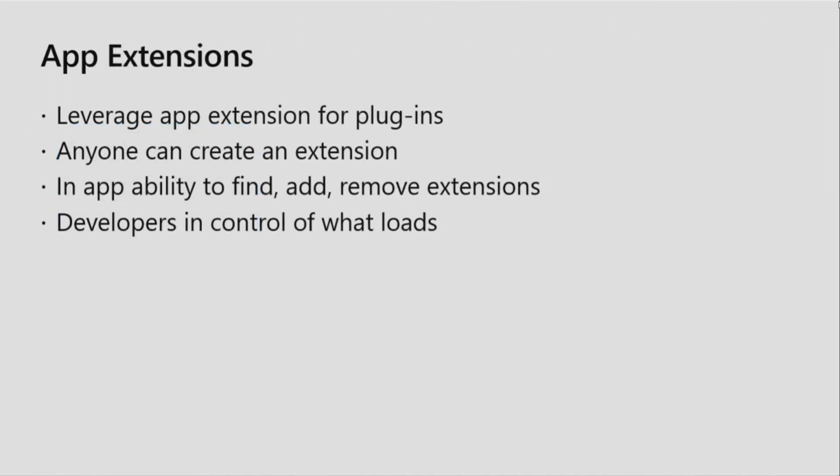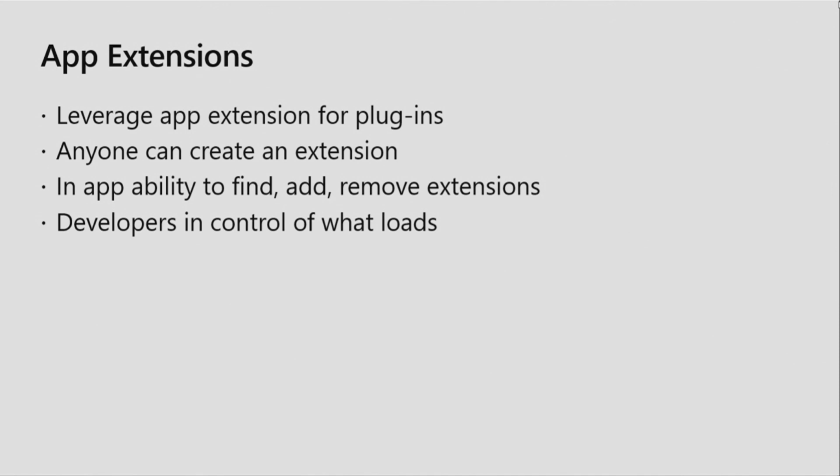Another model we have for extending apps is app extensions. This is akin to more of the plugin model. This is a little bit less trusted model, where you can just say, hey, folks, here's a way to declare yourself as an extension for me. And then you as the developer have a chance to enumerate the extensions and add the extensions. You can disable or remove extensions that are behaving badly. You can also manage allow and block lists if you really want. Developers are in control of everything that happens here.